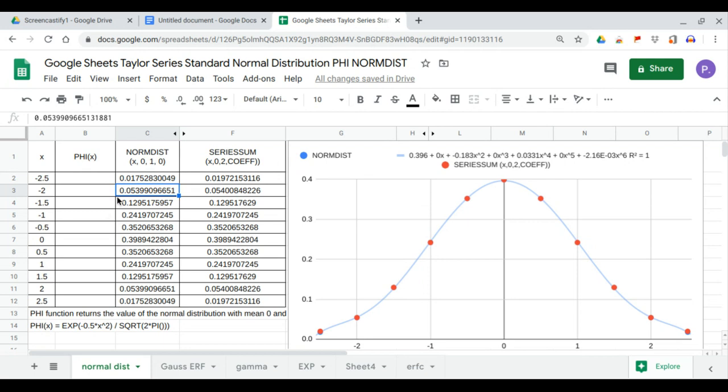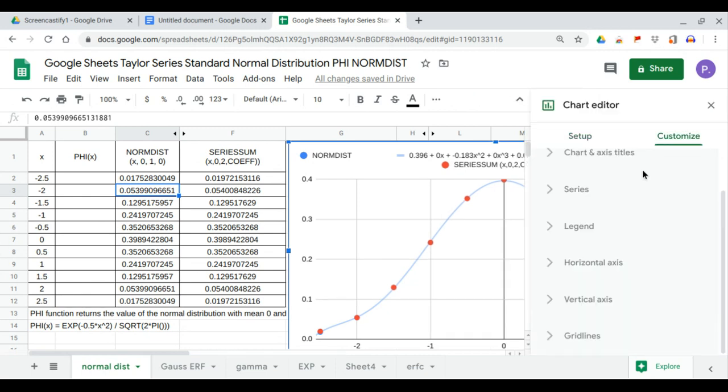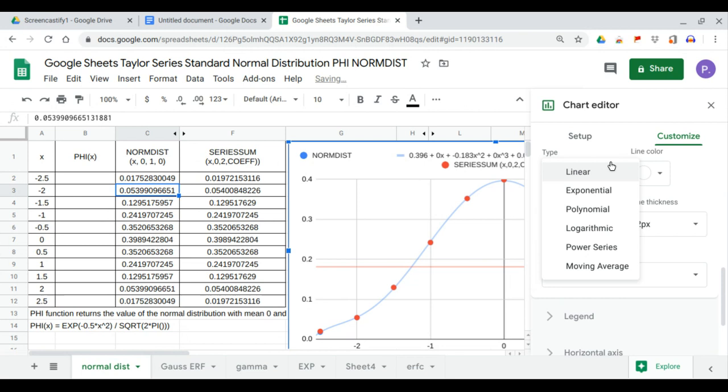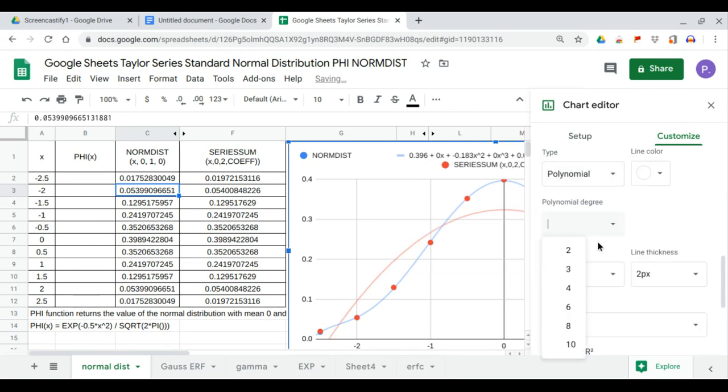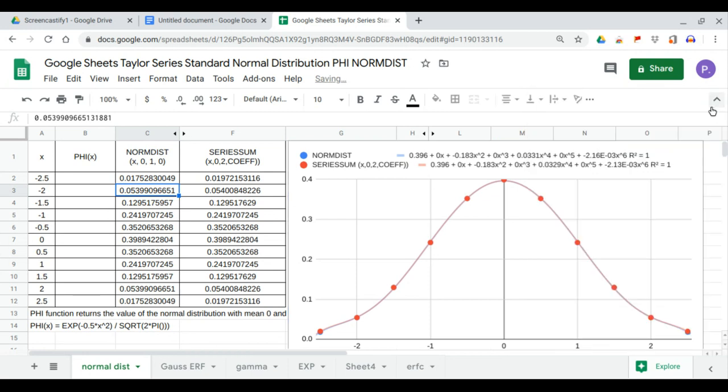So you'll notice the series sum and the NORMDIST are on the same line. So let's add the trendline equation. Use the same trendline format, polynomial raised to the power 6, and show the equation and r squared. We have the same r squared, and we have the same regression coefficients.